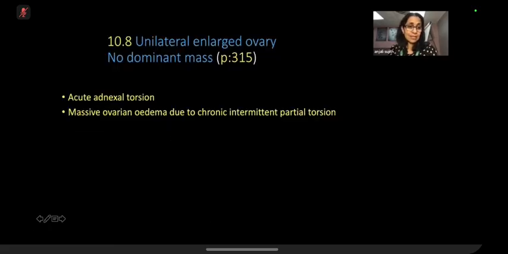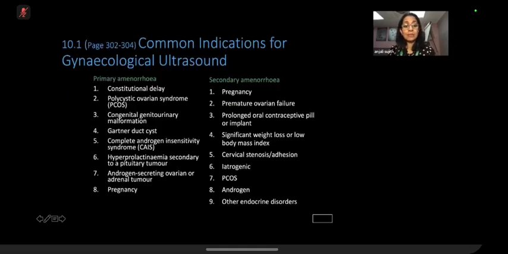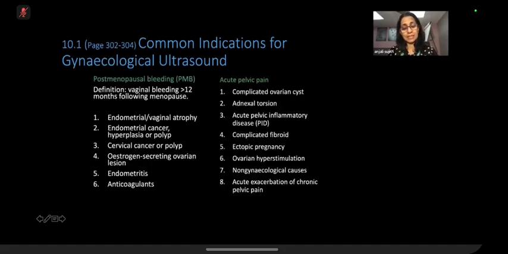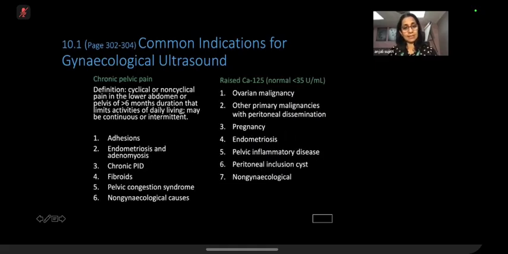So these are the differentials. Unilateral enlarged ovary without any dominant mass, the differential, it's always torsion, either acute or chronic intermittent partial. So you may be given cases, when the examiner gives you a case, they'll give a short history. So from my experience, what I know is the examiners do not waste words. So the short history, however short it may be, may be a clue that can guide you to the diagnosis. So Chapman actually summarizes the different pathologies based on the presenting symptoms. So it's good to be aware of the presenting features in various pathologies.